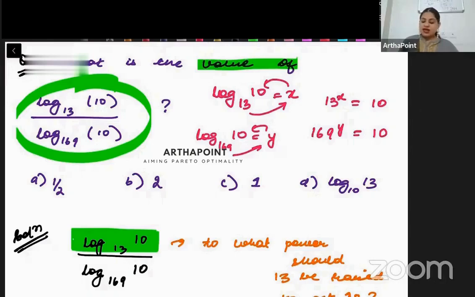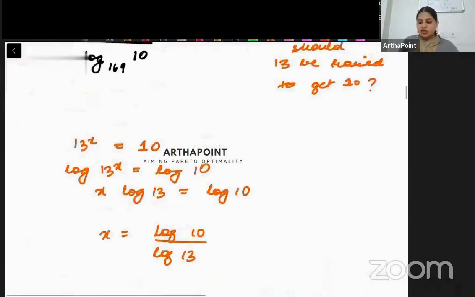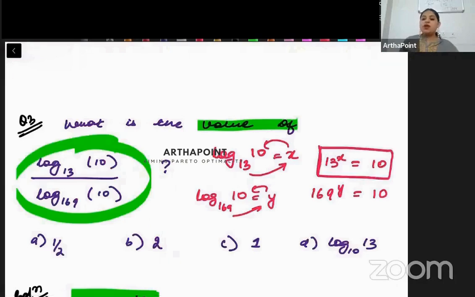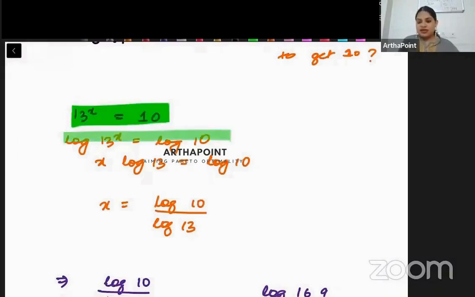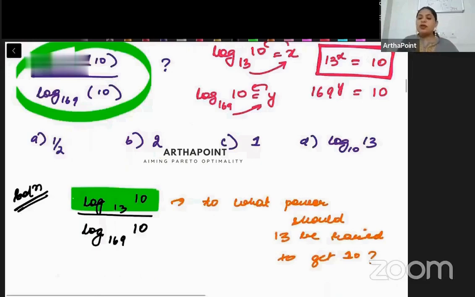So if I go here, this is what I have done. To what power should 13 be raised to get 10? You get this. So 13 to the power x should be equal to 10. So if I take log on both sides from here now, I will get log 13 to the power x is equal to log 10. That means x will be log 10 by log 13. X will be log 10 by log 13. That is how you have solved for the numerator.